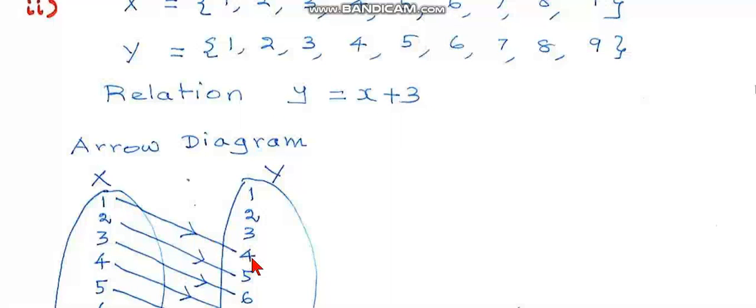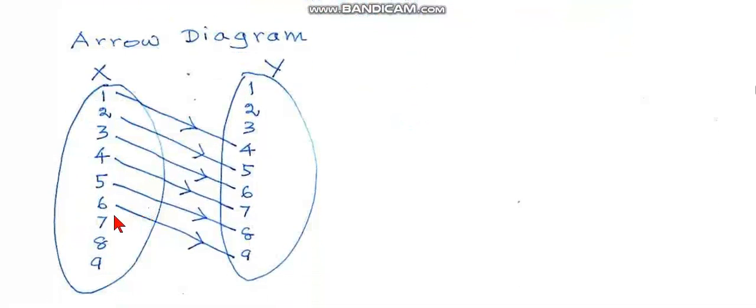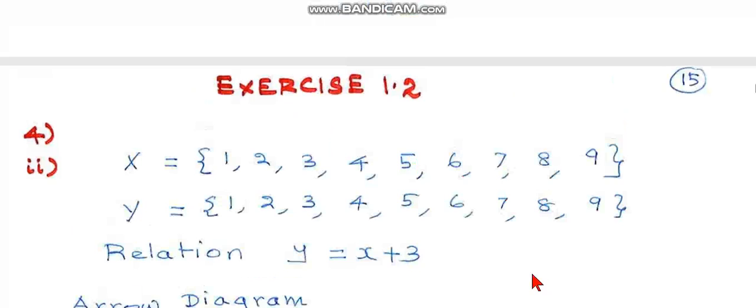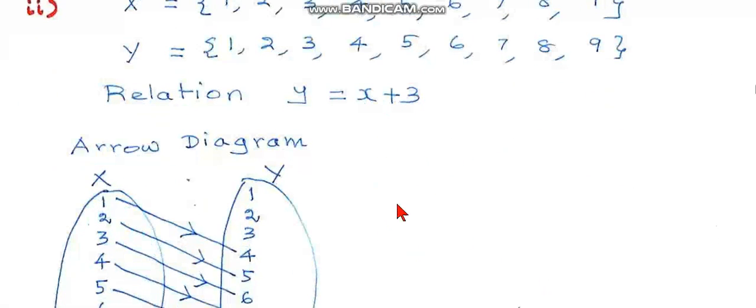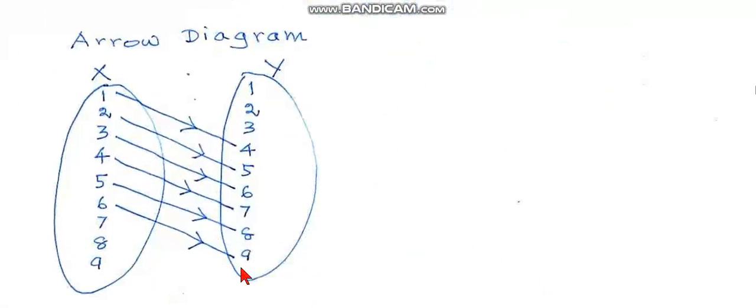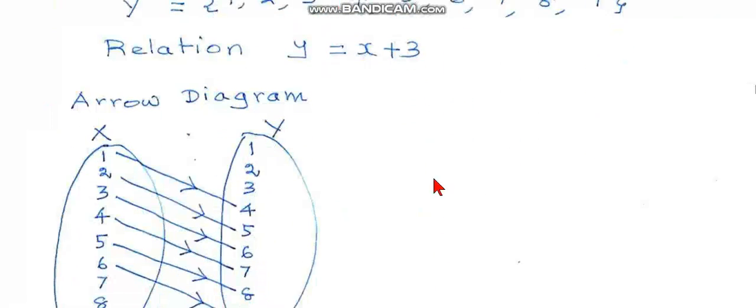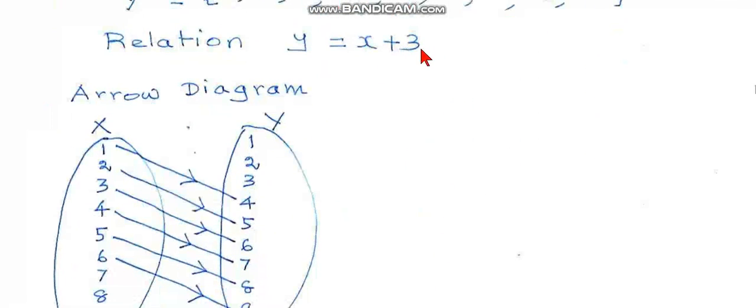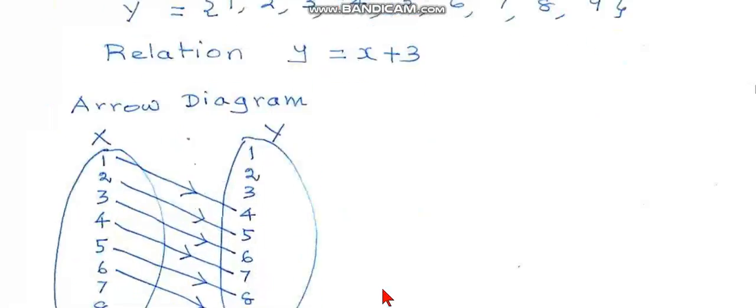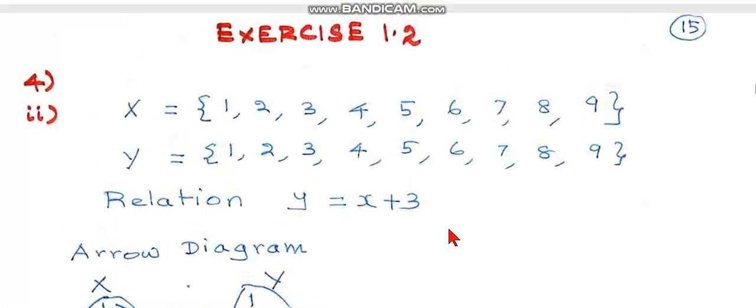So 1 is related to 4. By substituting the values of x in this relation, we can get the values of y. Then lastly, 6 is related to what? 6 plus 3, 9. So 6 is related to 9. If you put 7, 7 plus 3, 10. But 10 is not there. So there the correspondence ends.